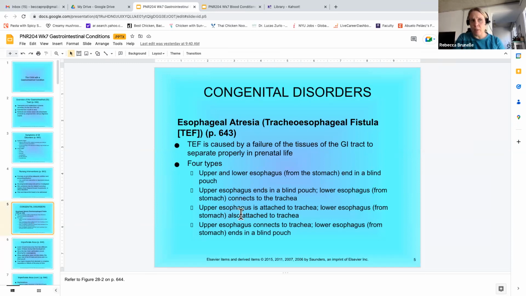There are 4 different types. You don't need to memorize the 4 different types, but you need to know a common presenting symptom is coughing when you're eating, and that there are different types of tracheoesophageal fistulas.